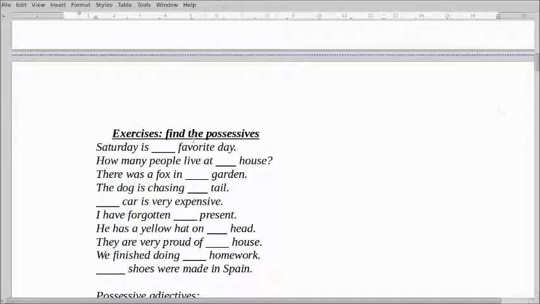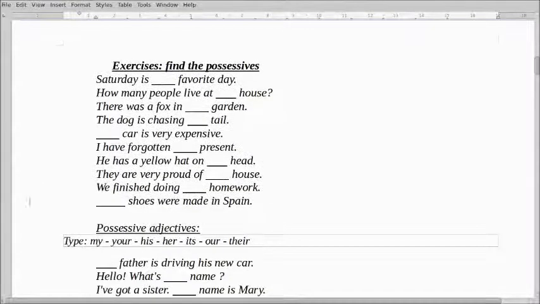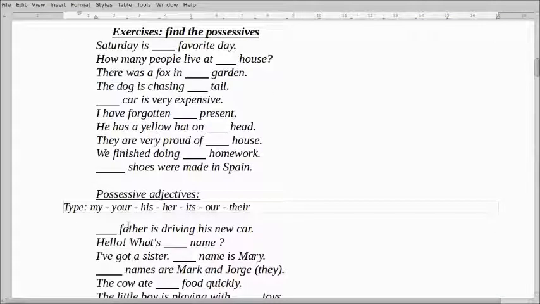First exercise, find the possessives, para você descobrir quais são os pronomes possessivos. Saturday is my favorite day, for example. Sábado é meu dia favorito. Okay? Então vocês precisam preencher aqui com os pronomes possessivos. Then the possessive adjectives. Here you have to fill in with the adjetivos possessivos.